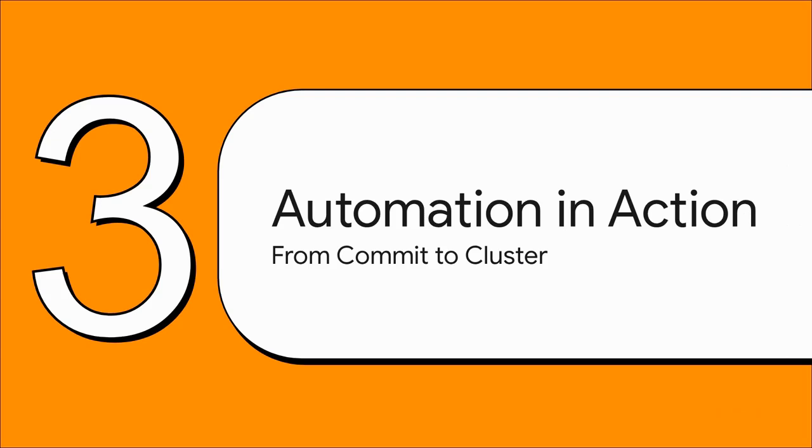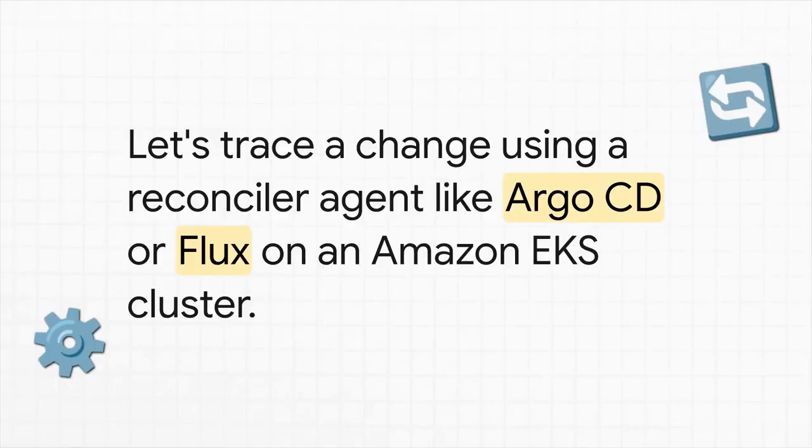Okay, so that's the theory. But what does this look like in the real world? Let's actually trace a change from a developer's first keystroke all the way to production. So for our example, let's picture our setup. We've got an Amazon EKS cluster, and inside we're running one of the big name GitOps agents, something like Argo CD or Flux. That agent is already up and running, just sitting there watching our Git repository.